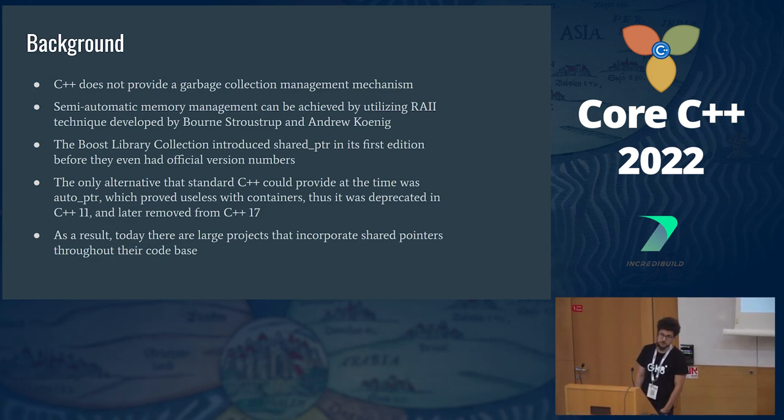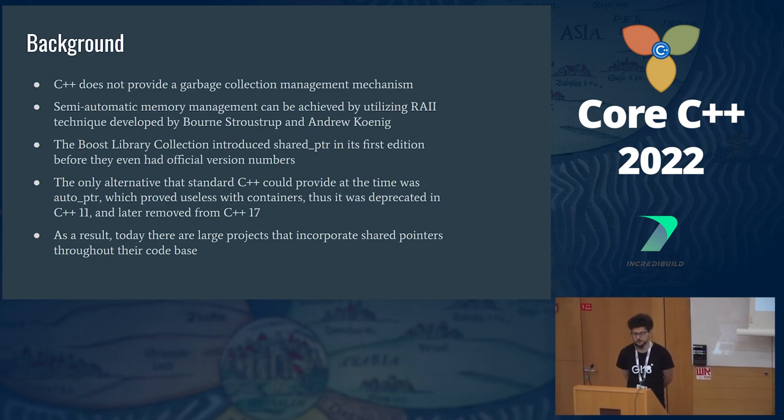The only alternative that standard C++ could provide by then was auto_ptr, and as Mike said in the previous lecture, it was quite useless, especially if you were using it with any sort of standard container. Luckily, it was deprecated in C++11 and completely removed from C++17, unless you turn on some weird compiler flag that says please use it. As a result, you can see shared pointer a lot in code bases, especially large and old ones, because that was the only useful smart pointer back then. This is why I'm going to talk about it and bring some light on some internals and some things that might happen if you use it.